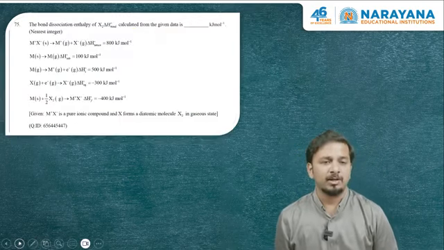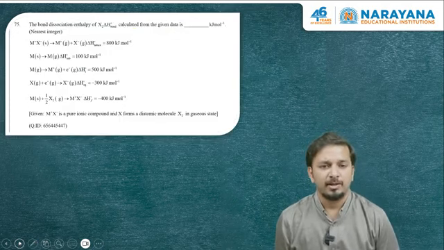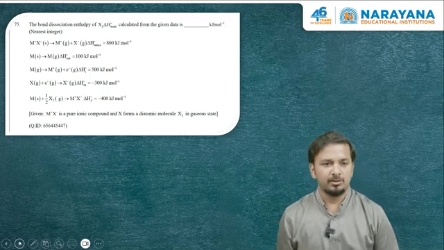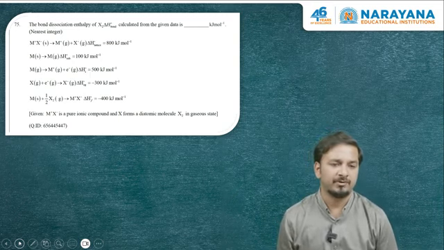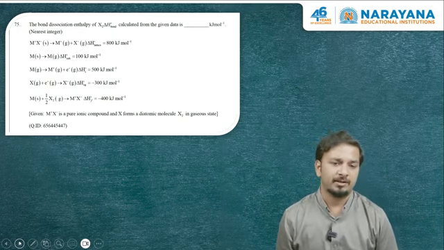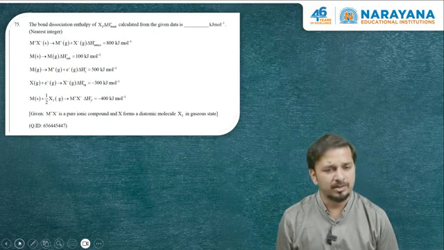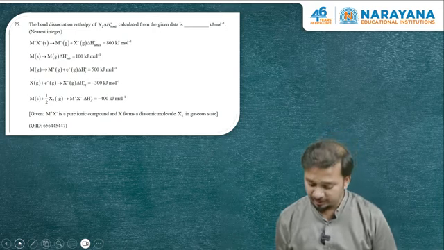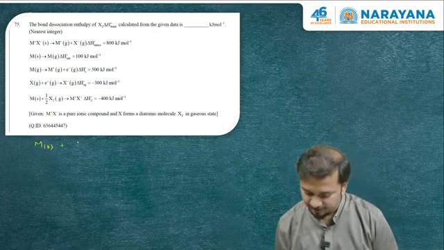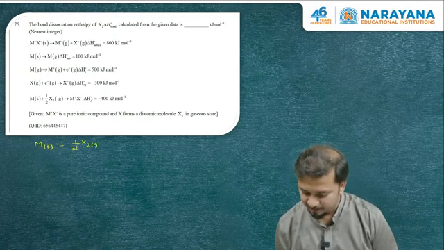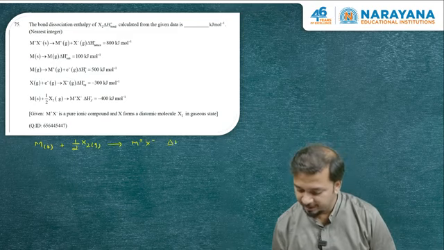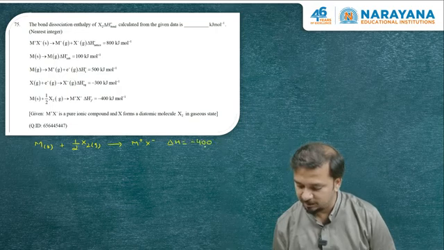Moving to the last question, the bond dissociation enthalpy of X2 calculated from the given data is, we have to mark the nearest integer. So they have given M plus X minus solid is becoming M plus gas and X minus gas. Delta H naught lattice energy is given, then M solid sublimation energy is given. So we can use Born Haber cycle for this. We can write M solid plus half X2 gas is giving us M plus X minus. Delta H for this reaction is equal to minus 400.